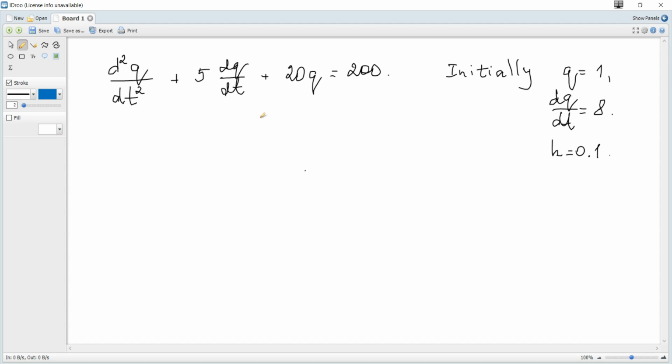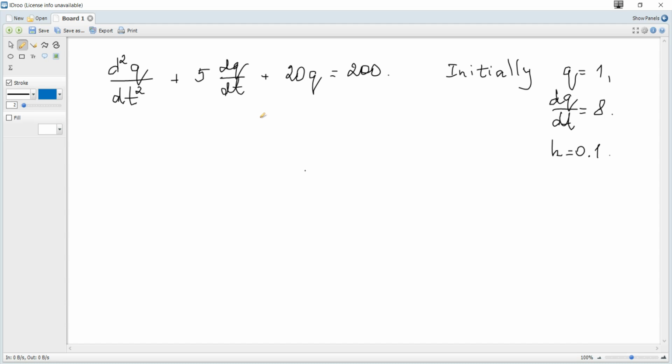An electrical circuit contains a capacitor. The charge on the capacitor Q at time t seconds satisfies the differential equation given. Initially Q is 1 and dQ/dt is 8. Use Euler's method with h = 0.1 to estimate the maximum charge on the capacitor during the first second.